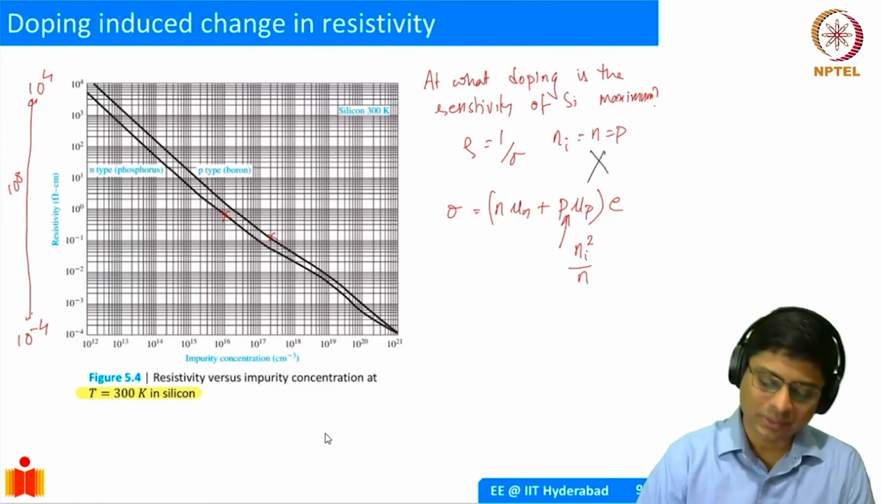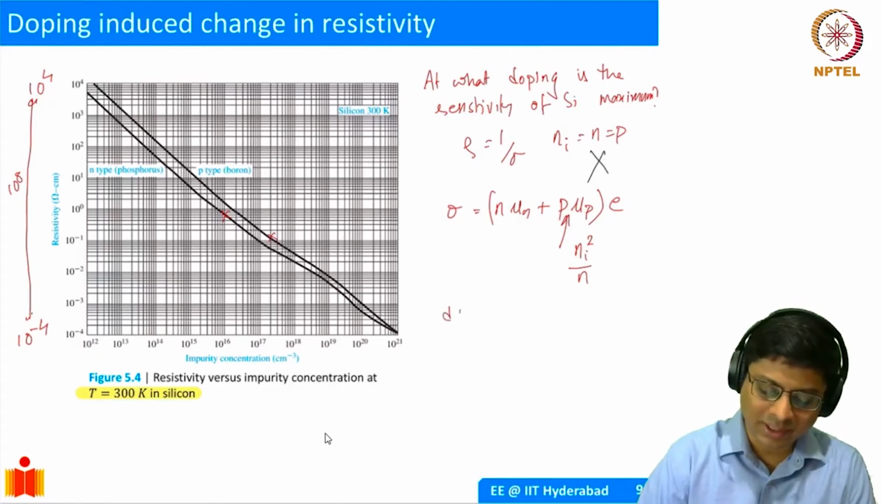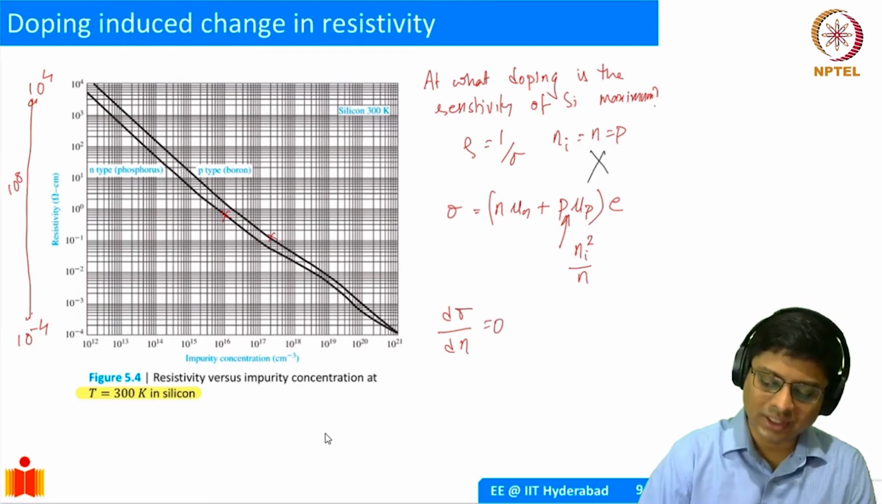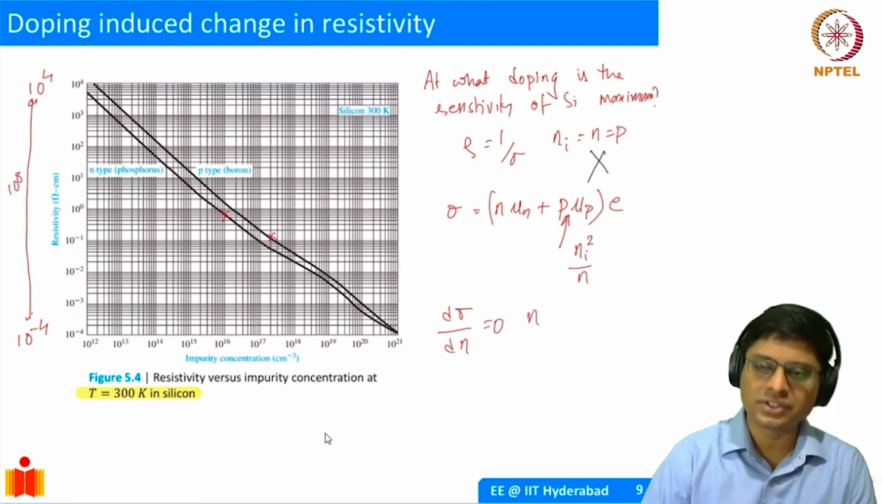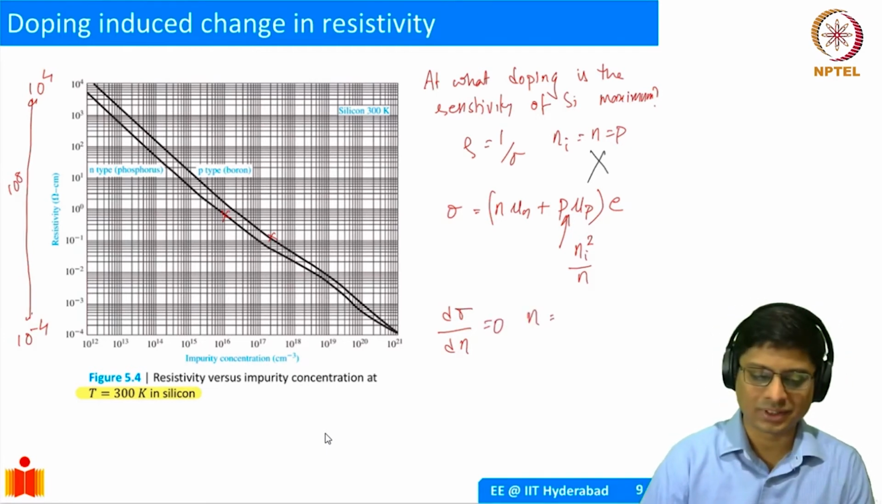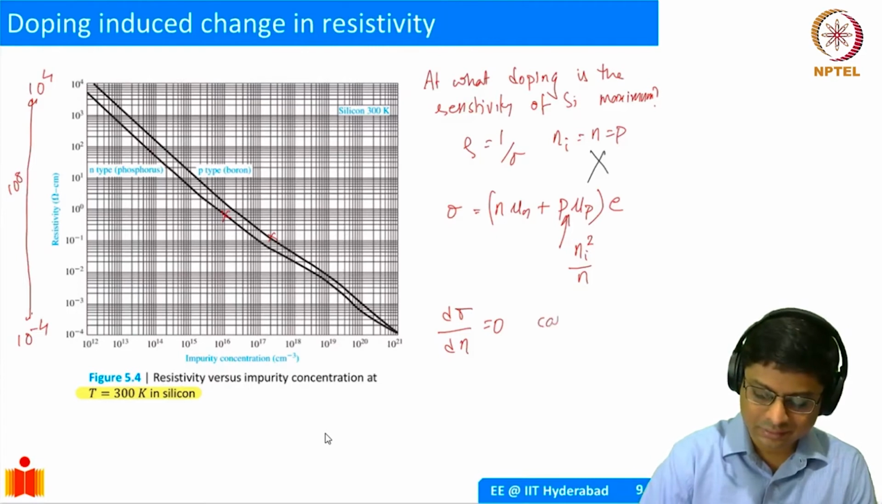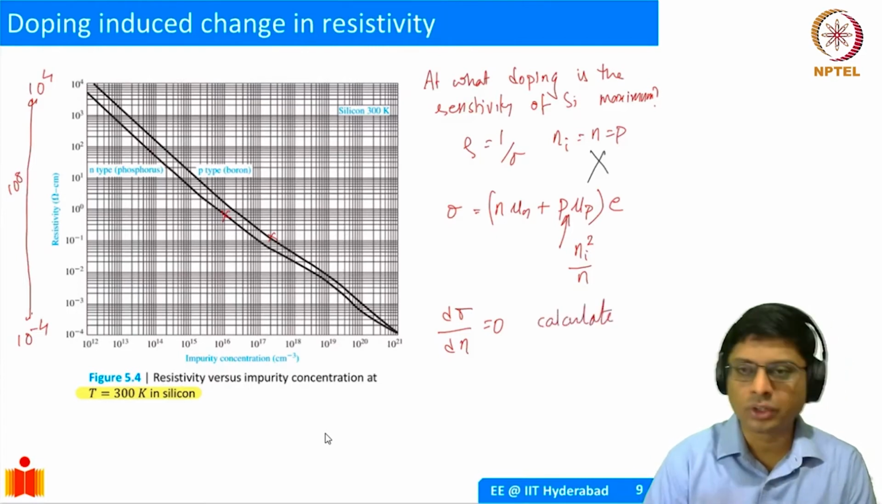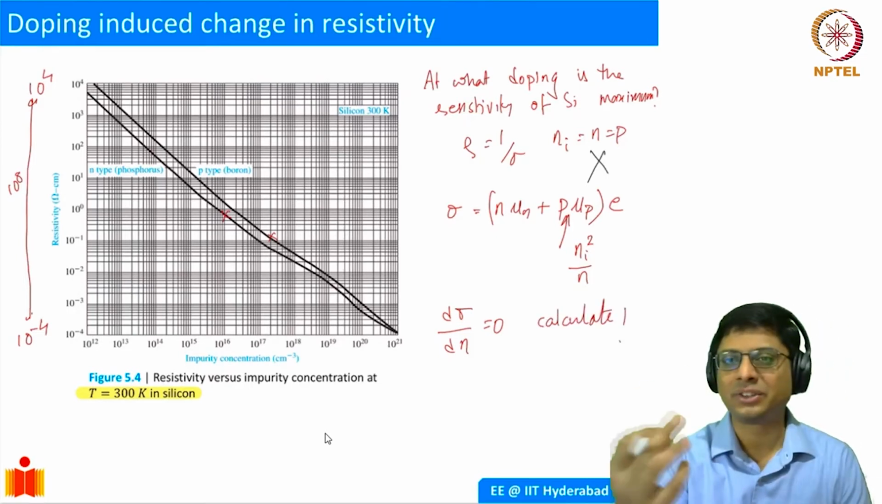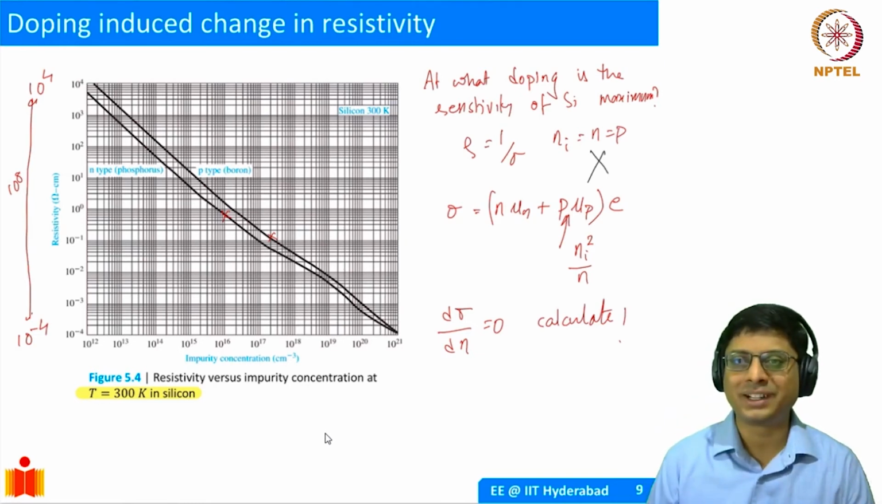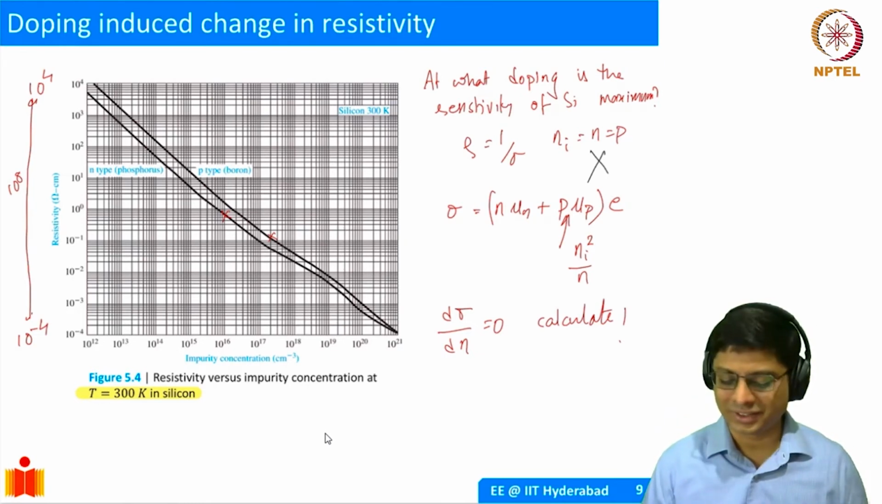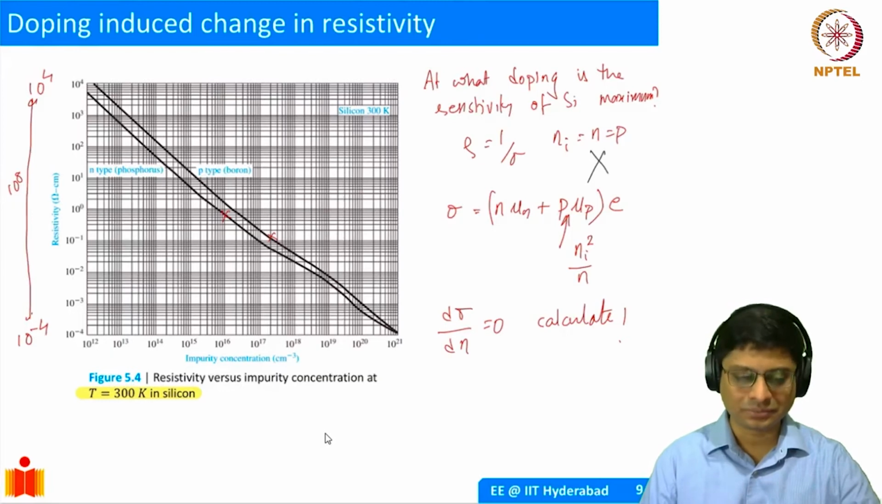Okay. So substitute, you can find out what is d sigma by dn and set it to 0. So you'll get the density at which your conductivity is going to be maximum. I will leave it to you as an exercise to calculate where the conductivity is going to be minimum. That means at that point, resistivity is going to be maximum. It's not going to be at n equal to p equal to ni. Okay. Anyway, it's an exercise for you.